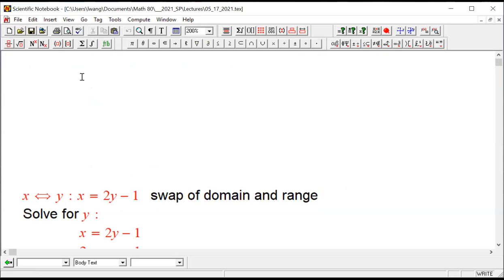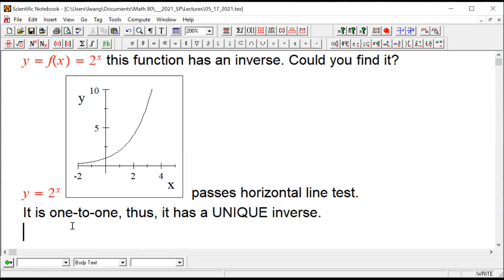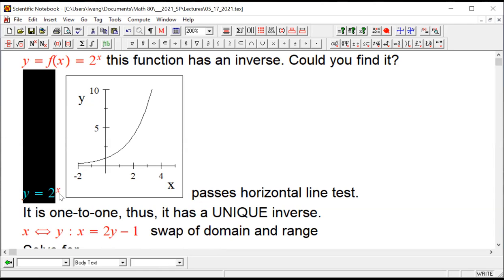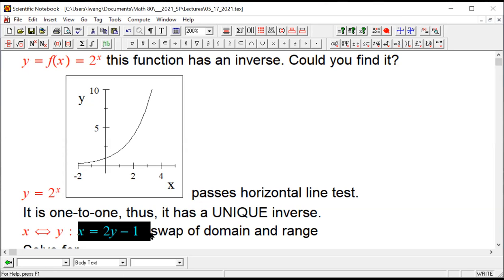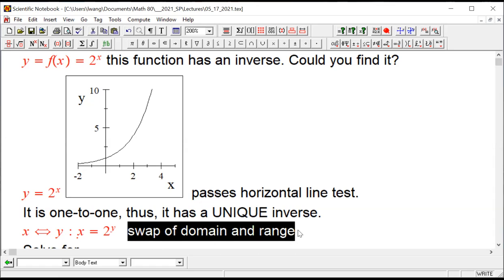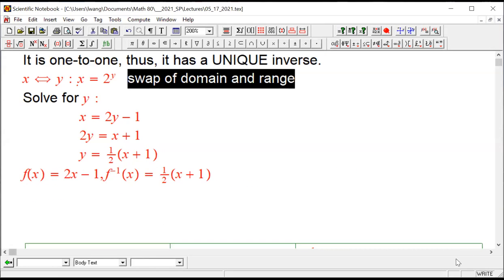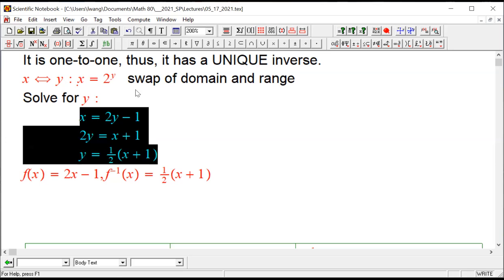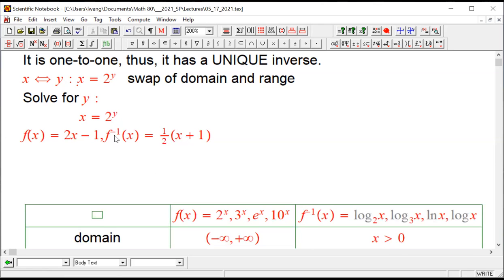So now let's look at the following step. The following step is a swap. If we swap here, this becomes x and this becomes y. And we also understand this involves the swap of domain and range. We just look at the table. Yes, the domain and range also swapped. And then we're going to solve for y from here.